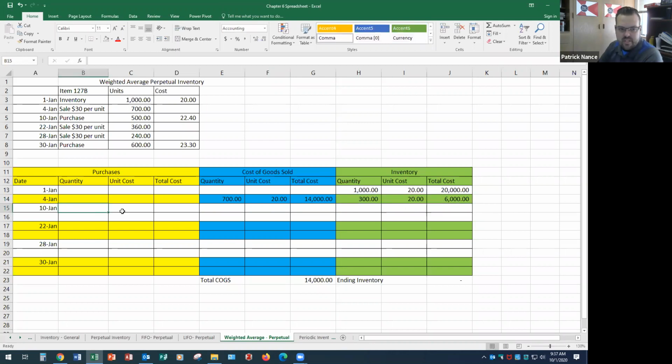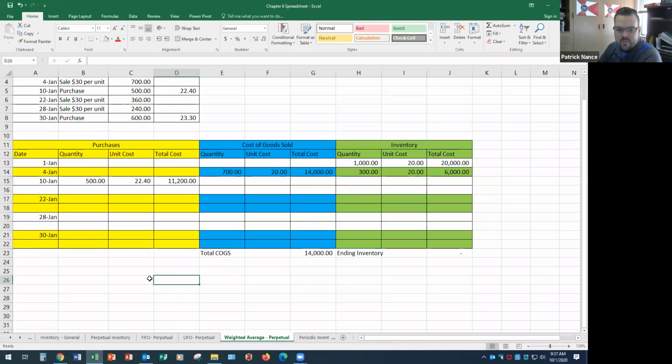Now, January 10th, here's where it gets a little bit more interesting, where the weighted average, we're actually running these numbers continuously every time we make a purchase. So on January 10th, I bought 500 units at a cost of $22.40 per unit for a total cost of $11,200. Now, what I need to do over here in inventory is rather than show separate layers like I did in the past, I need to show a single layer and show a single weighted average number for my unit cost. When we say weighted average, we're talking about a weighted average based on the quantity that we have.